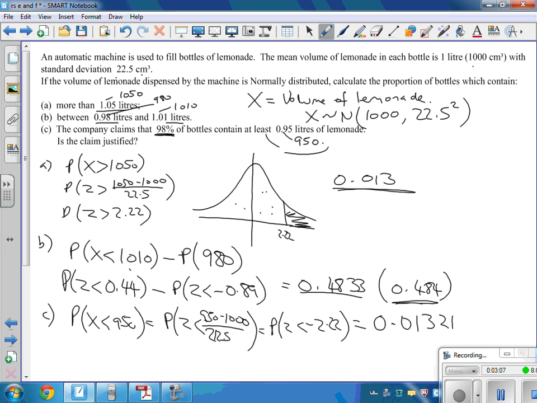Let's see how much is bigger than that. Well, how much is bigger than that is the opposite. The probability that Z is bigger than minus 2.22 is actually 0.986. So we've got 98.6% bigger than it. So what are they saying? 98% is bigger than it. We're saying 98.6. So therefore it's true. We agree that 98.6% is bigger than that. That's more than even they were saying. So we agree with that.